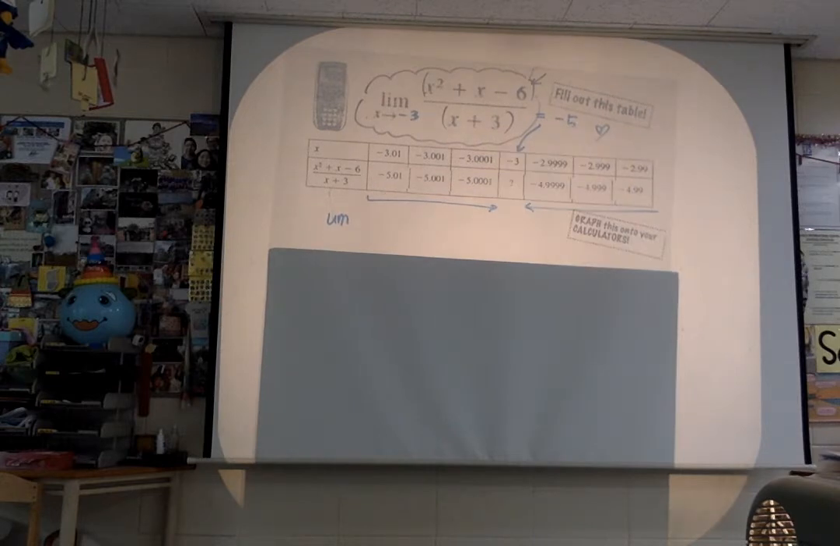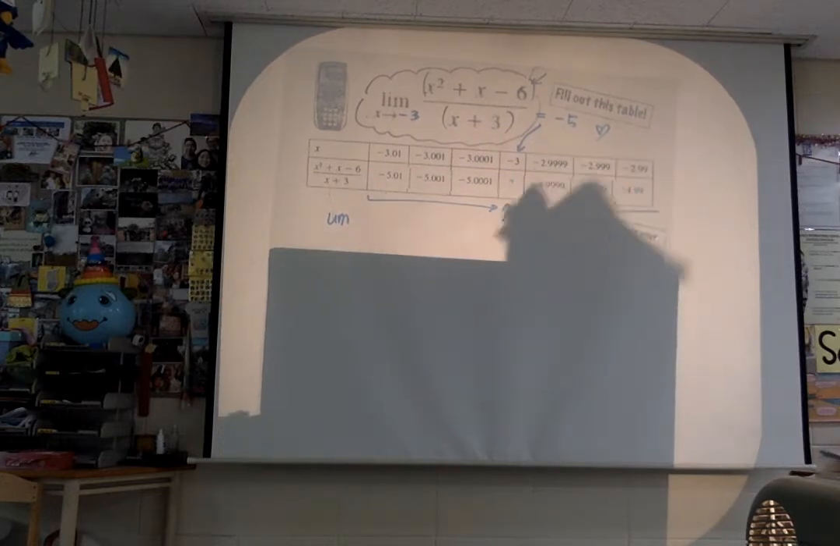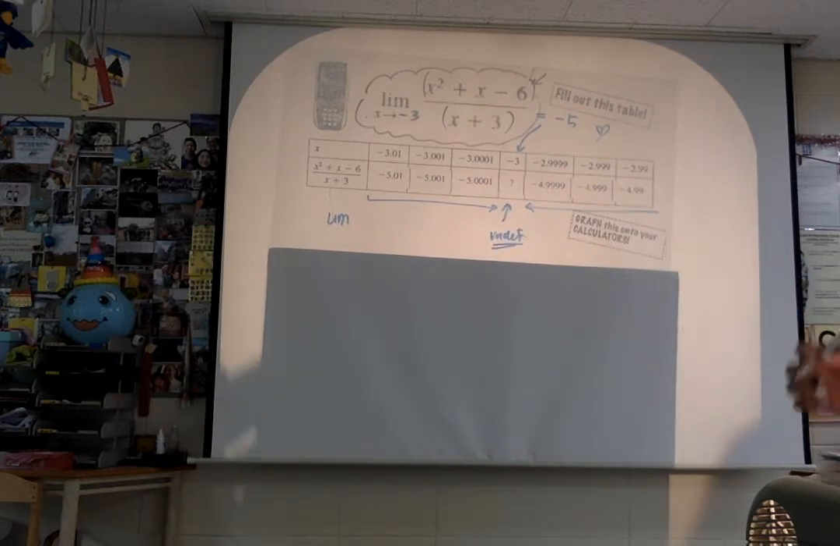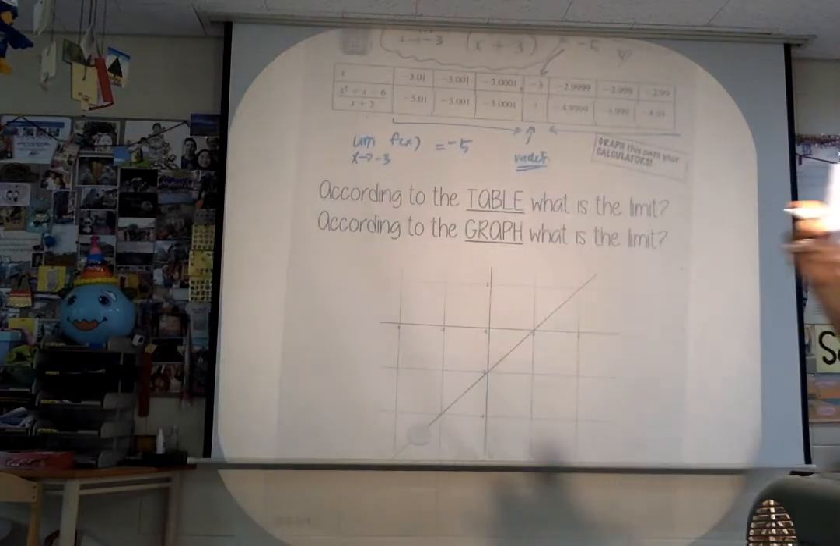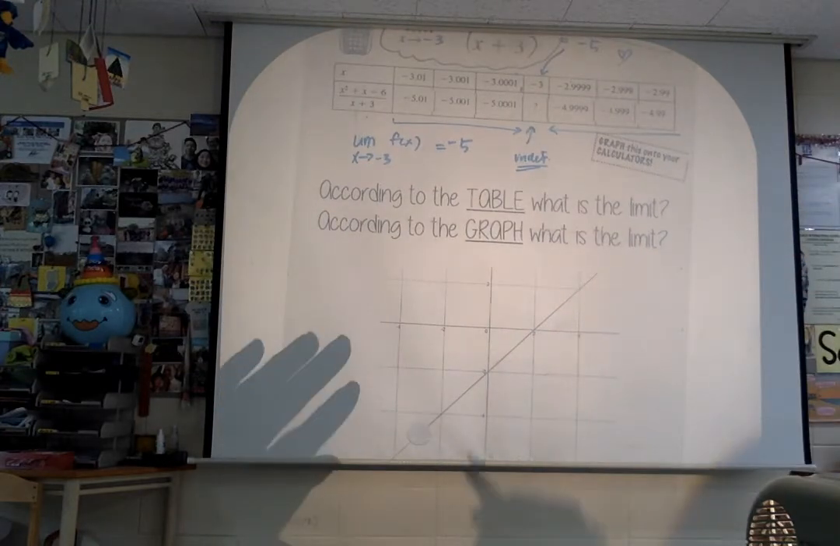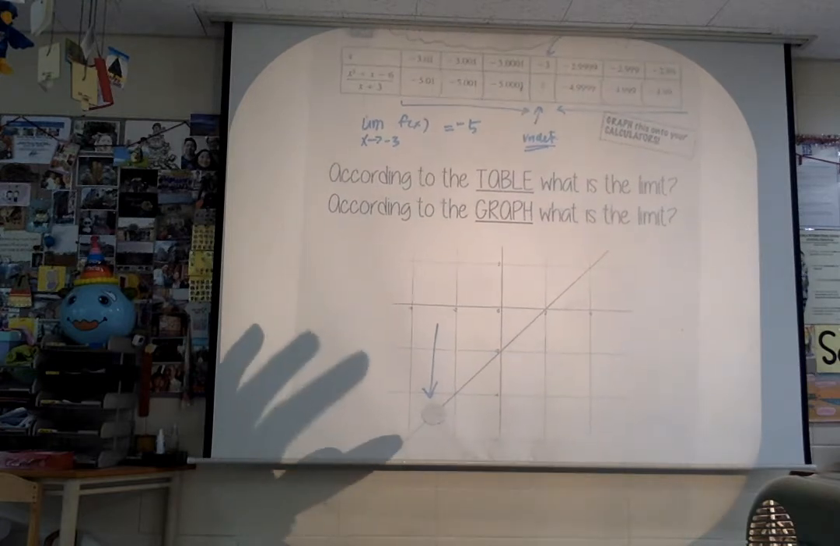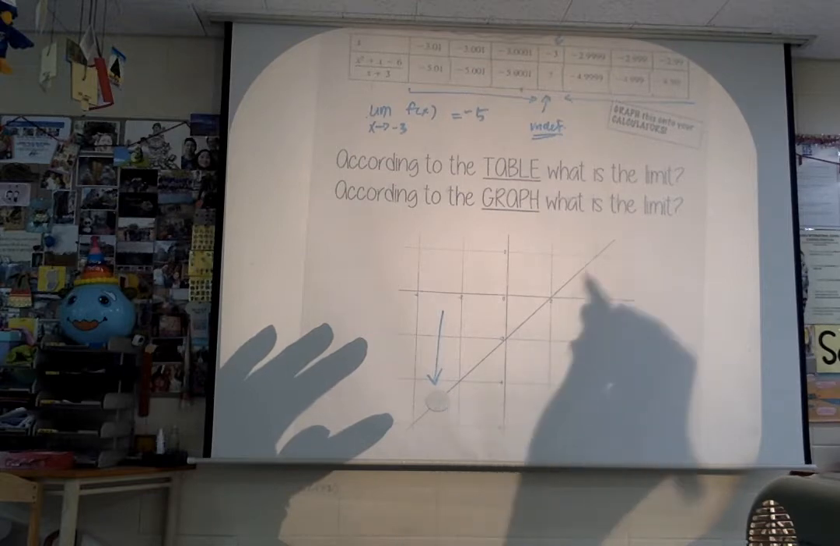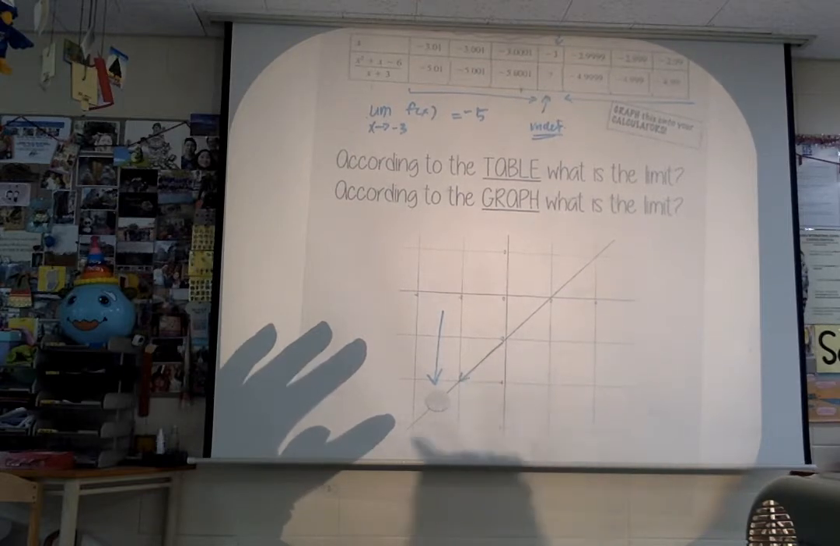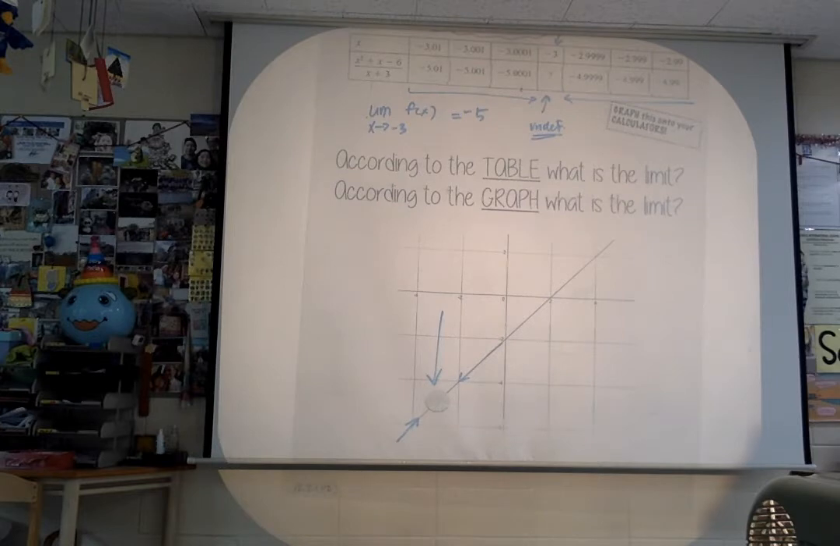Oh, so it's not undefined. Because remember, at this value, it's undefined. But we don't care about that, right? So the limit of f of x as x approaches negative 3 is negative 5. That's our answer. And of course, we can check that with our graph. If you sketched it, you would have seen that there was a little hole there, and that was negative 5, as it approaches negative 3 from the right and from the left. Okay? But that's graph and table.